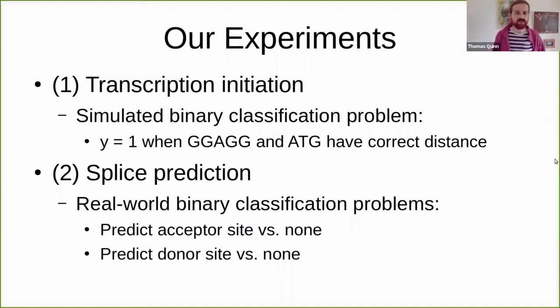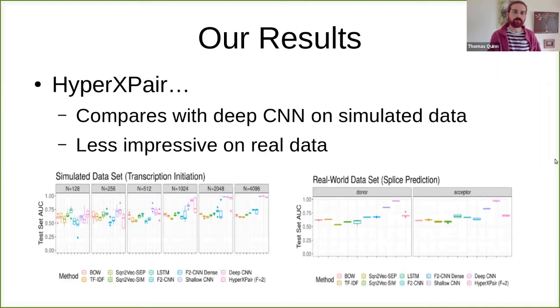In the second problem, we'll look at splice prediction, which is to say, can we, for a given segment of sequence, predict whether or not there is an acceptor site present or a donor site present within that sequence?